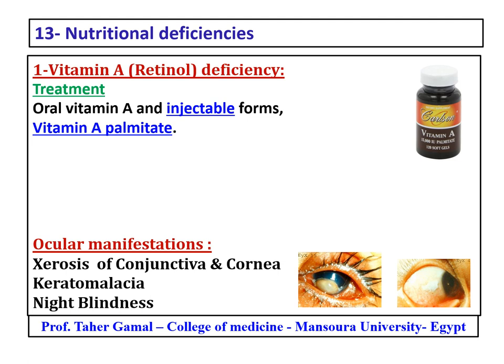Now we go to the group of nutritional deficiencies. First is vitamin A or retinol deficiency. The deficiency of vitamin A is treated by oral vitamin A and an injectable form, vitamin A palmitate. What are the ocular manifestations of vitamin A deficiency? Xerosis of the conjunctiva and the cornea, keratomalacia, and night blindness.